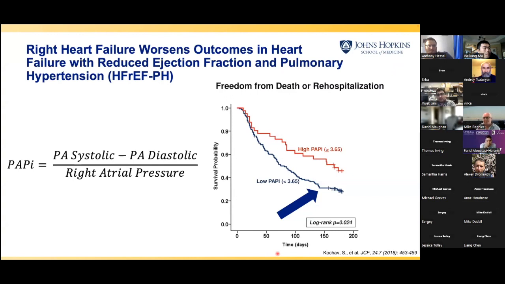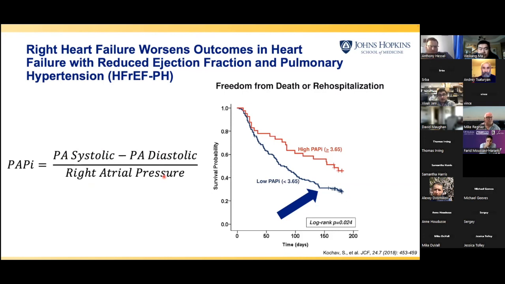Half of all patients with heart failure and reduced ejection fraction develop pulmonary hypertension. And right heart failure in this situation, once present, worsens outcomes and prevents bridging to advanced therapies. Shown here is a Kaplan-Meier survival curve stratified by one hemodynamic index of RV function, known as pulmonary artery pulsatility index, or PAPI. The formula for PAPI is shown on the left: it's the ratio of PA pulse pressure, which is the difference between PA systolic and PA diastolic pressure, and right atrial pressure. Patients with low PAPI have RV dysfunction.